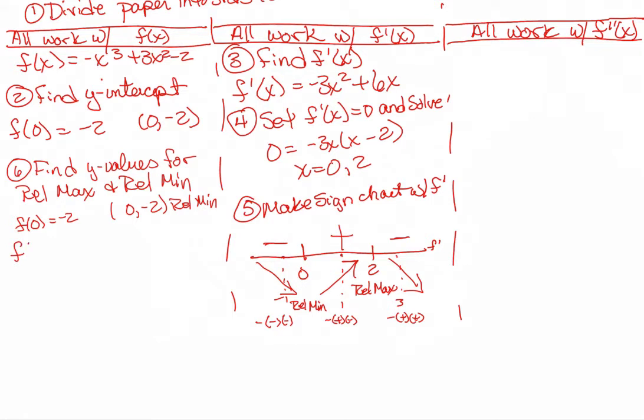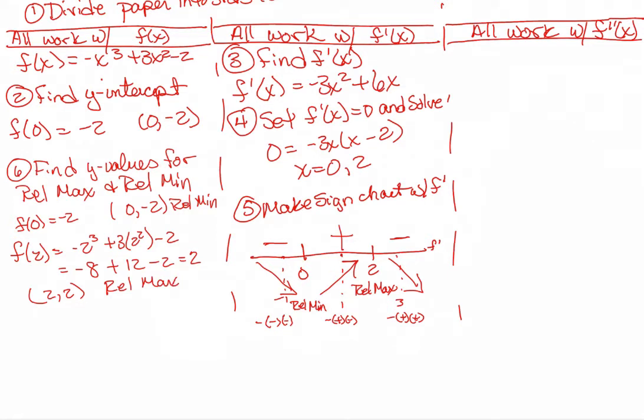And then I'm going to find f of 2, which is negative 2 cubed plus 3 times 2 squared minus 2. So that's negative 8 plus 12 minus 2. So that is 2. So I have the point 2, 2, which is my relative max.